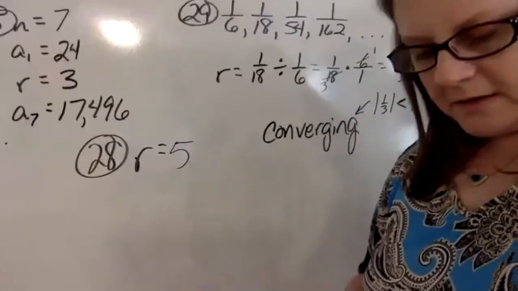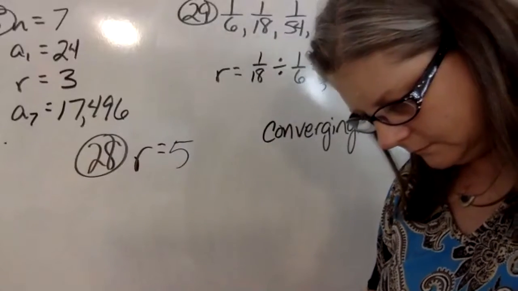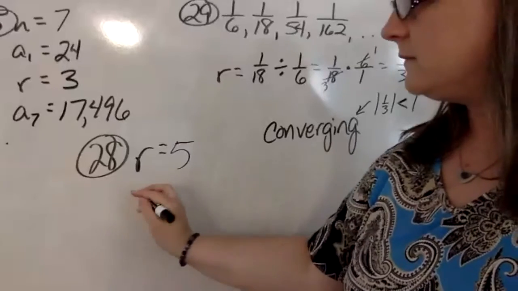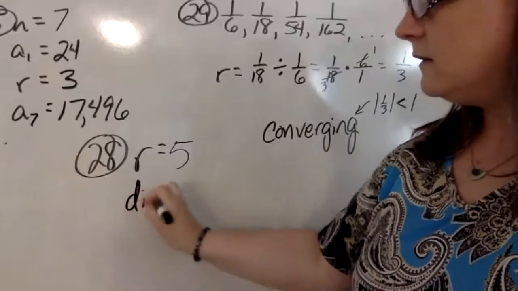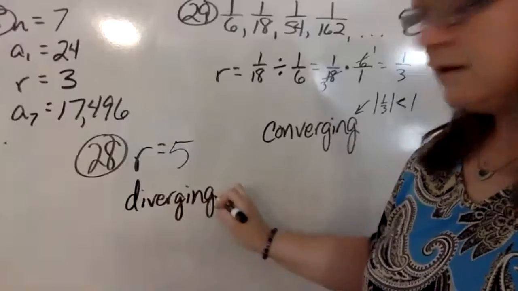Is the absolute value of 5 greater than 1 or less than 1? Greater than 1. So is it converging or diverging? It's diverging.